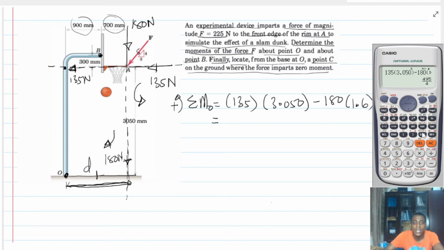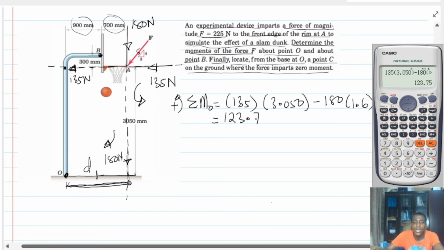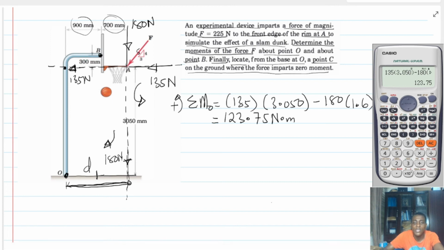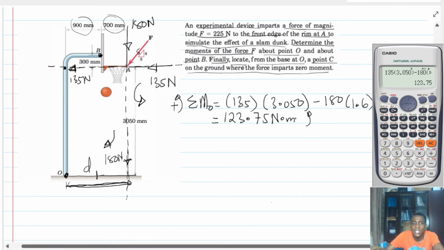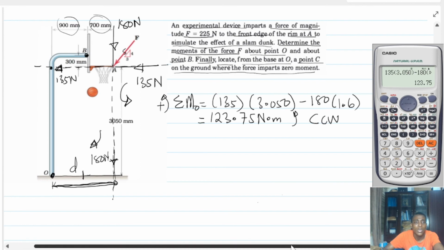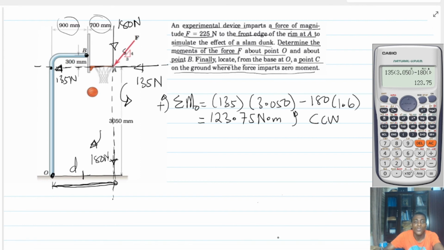What is that? I'm going to get 123.75 Newton meter. Since it's positive, it means that it's going to be counterclockwise. You can either write it this way or you can write counterclockwise, the same thing. So that is the moment about point O. The question said we should find the moment about point B.